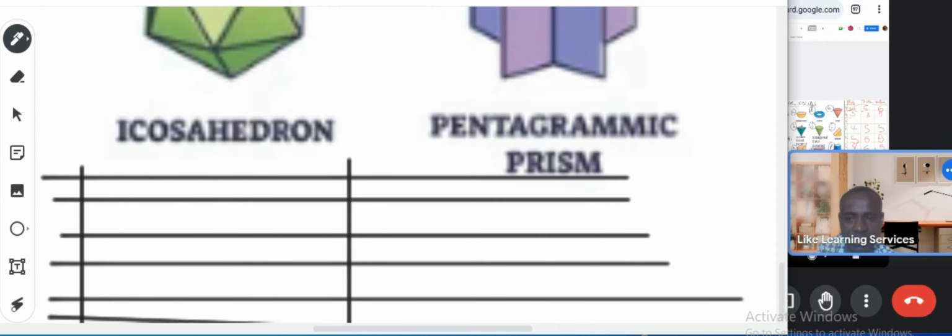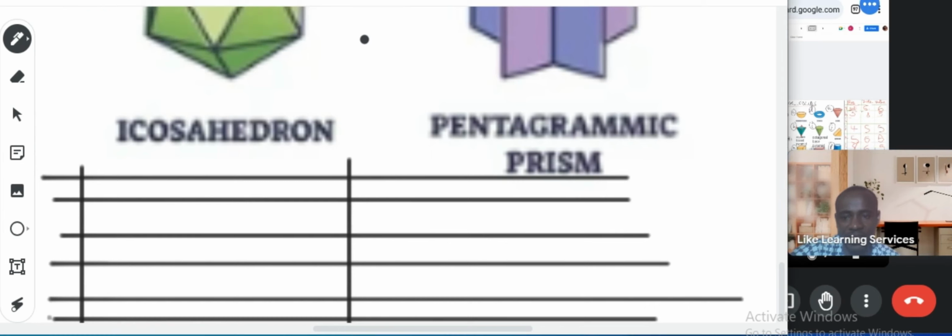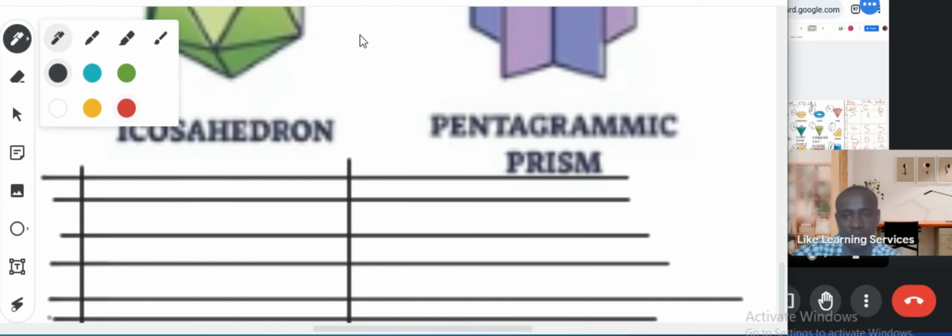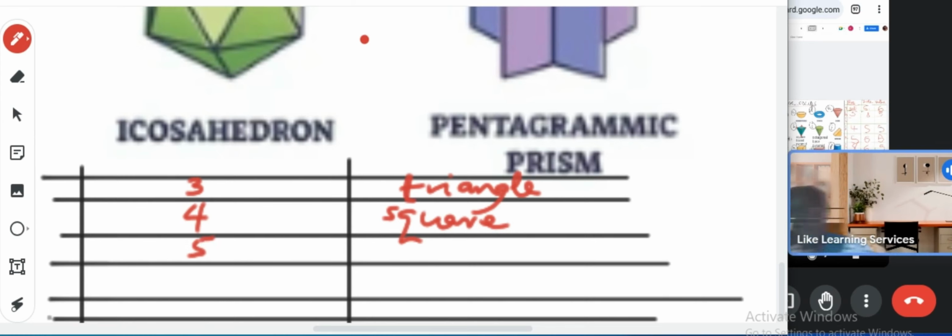Can you give me examples? Square, triangle. Okay, let's start with the one with 3 sides. Triangle, 3 sides, triangle. 3 sides is triangle. 4 sides is what? Square, 4 sides is square. 5 sides is what? Pentagon.